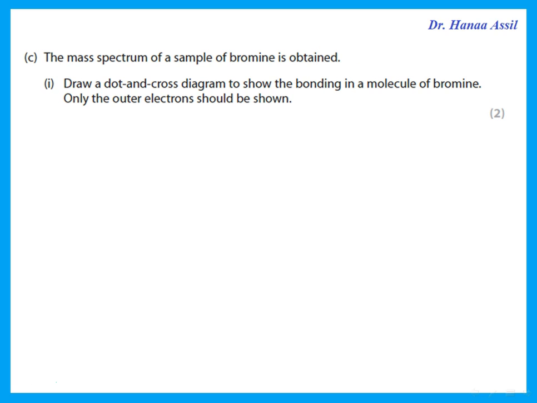Okay? The mass spectrum of a sample of bromine is obtained. Draw a dot and cross diagram to show the bonding in a molecule of bromine, and he wants only the outer electrons. Okay, we look at bromine in the periodic table. It's in group 7, so it has 7 electrons in its outer shell. It needs one more, so each of the bromines will share one electron with the other one. So this would be your dot and cross diagram.